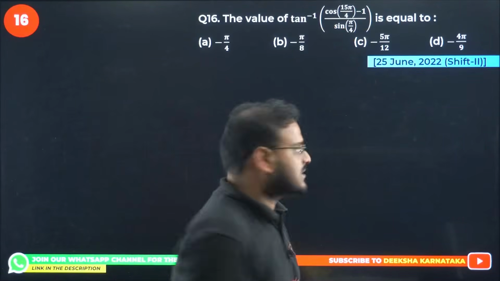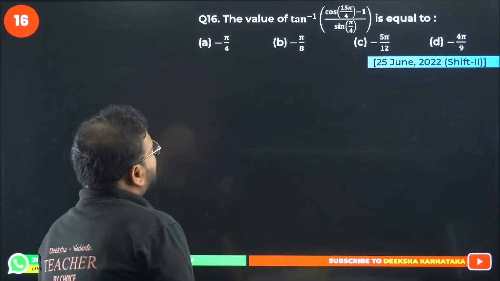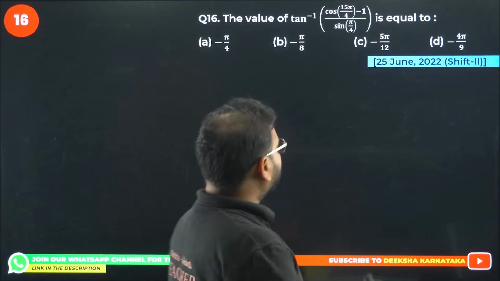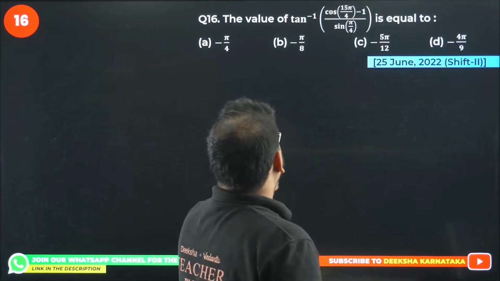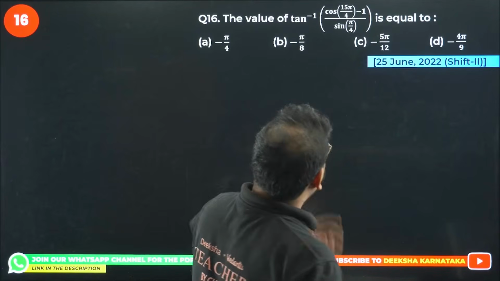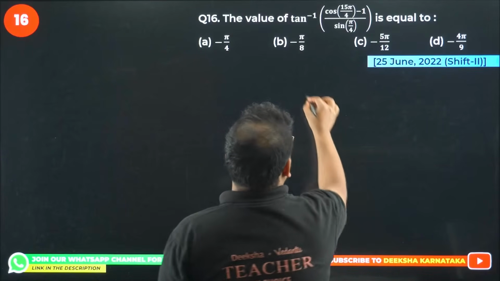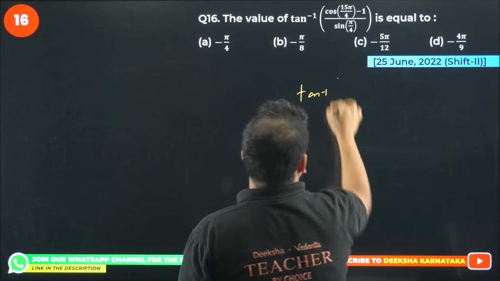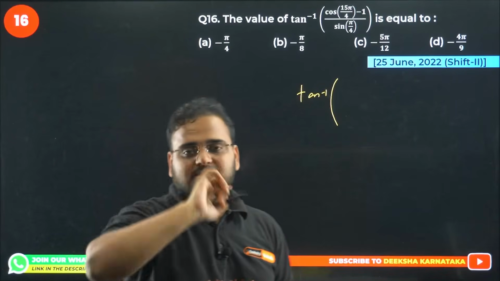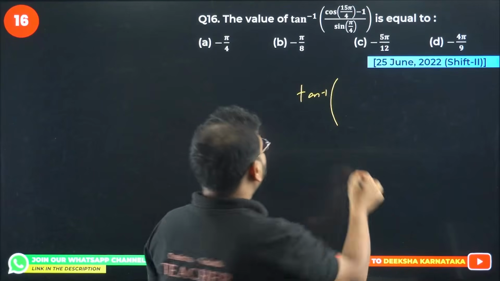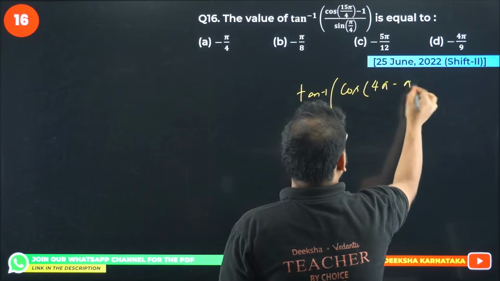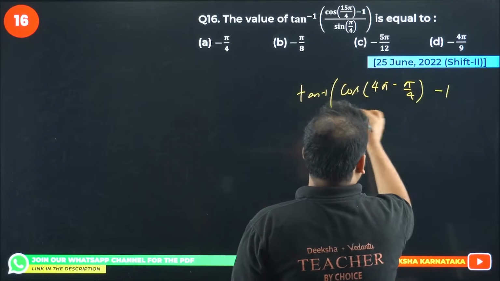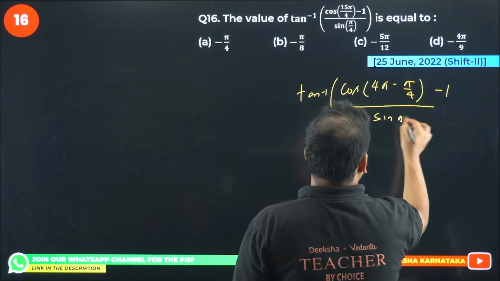Question number 16. Value of tan inverse of (cos 15 pi by 4 minus 1) upon sin pi by 4. How do you solve this question? Looks simple enough to me. Tan inverse is there. Cos 15 pi by 4 becomes 4 pi minus pi by 4. So yeah, cos of (4 pi minus pi by 4) minus 1 upon sin pi by 4.